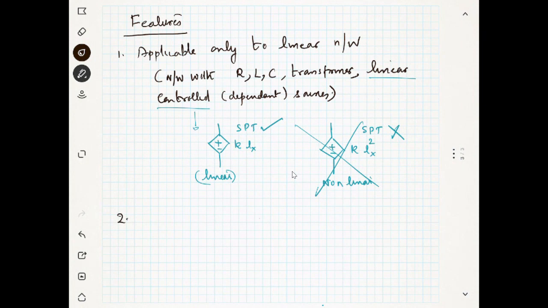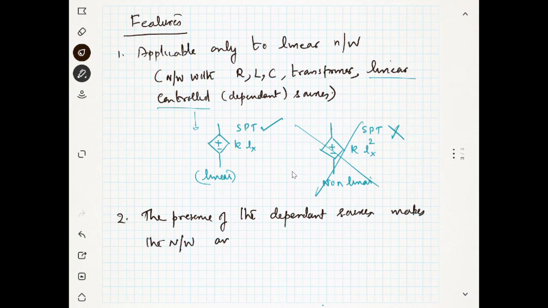And the second feature of this theorem is the presence of dependent sources. The presence of dependent sources makes the network active.